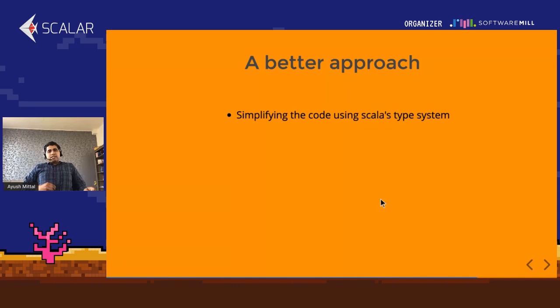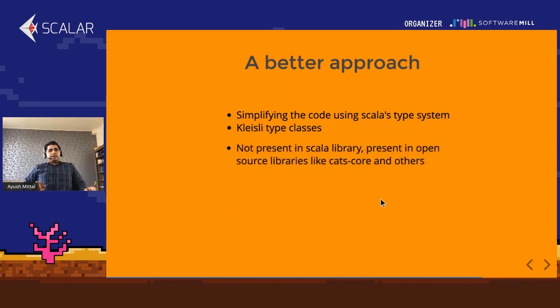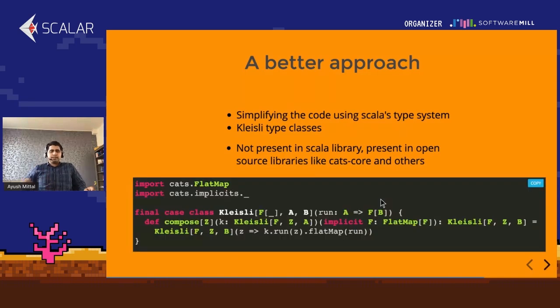Scala is a language which is rich in its types. We must use its type system to help us. There is a particular type class here that will help, and that class must be familiar to you. It is called a Kleisli. A Kleisli is not present in the Scala standard library, but it is present in other open source libraries such as Cats, Scalaz, and others. What is a Kleisli basically?